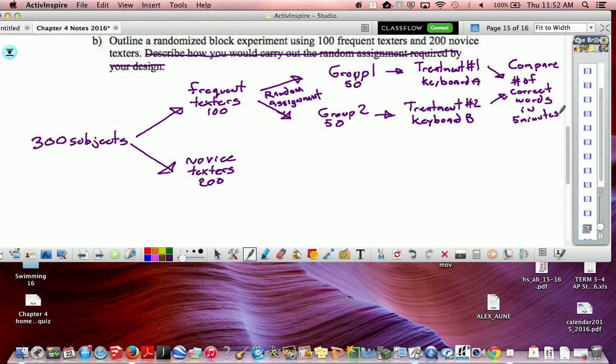Because it's good to have the frequent texters all in one group, because if they're frequent, they're probably pretty fast texting. I know my stepson Danny, he can just go like 90 miles an hour at texting. My wife, on the other hand, is very deliberate and slow. I would put myself somewhere in between.